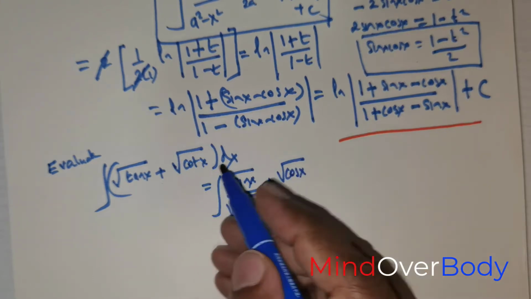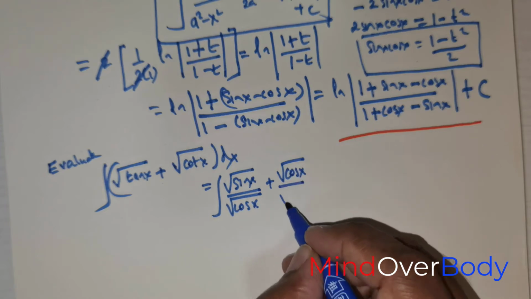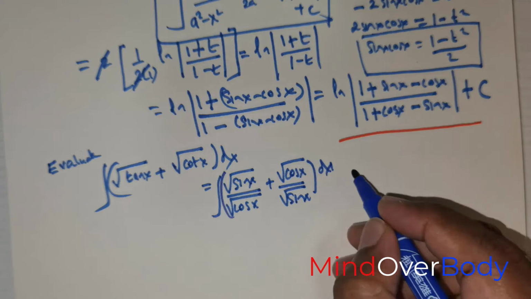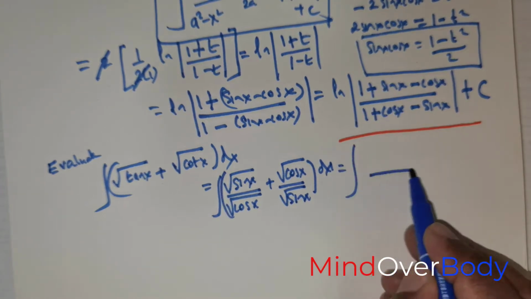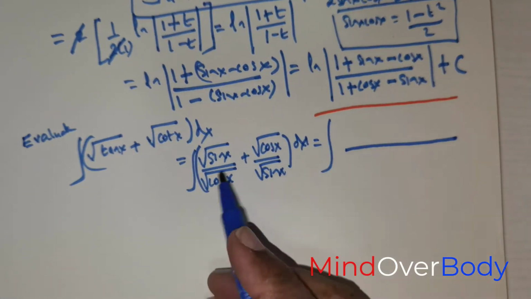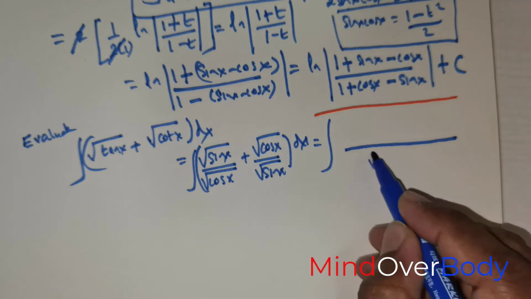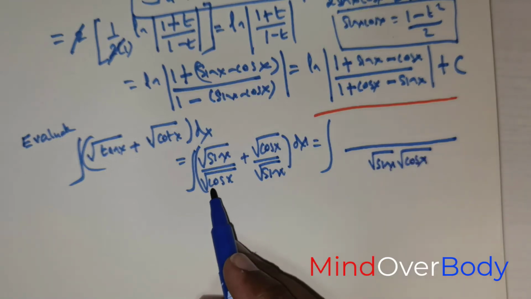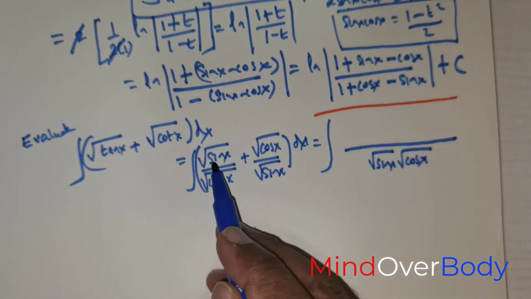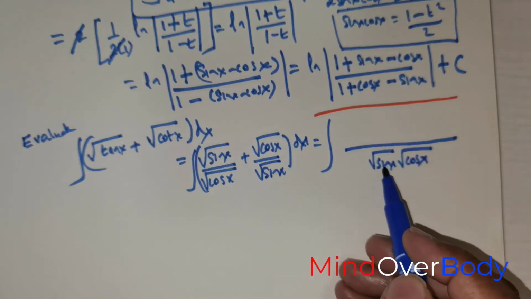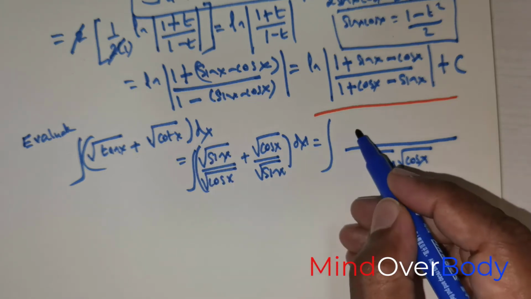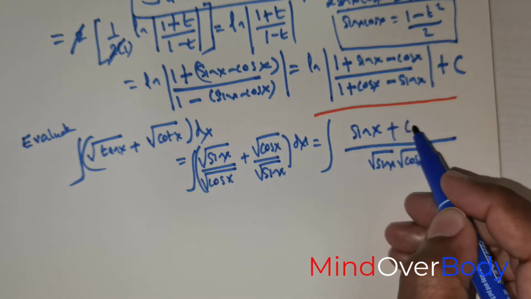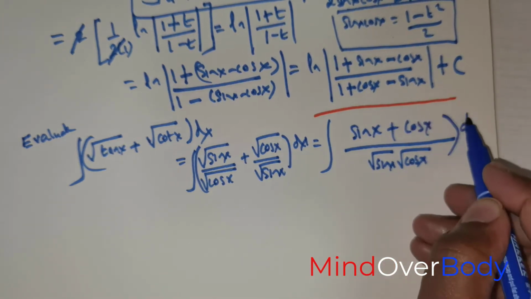Since I have root of cot x, I'm going to write it as root of cos x over root of sin x times dx. Now this is equal to the integral. If I were to take the LCM, this is going to be root of sin x times root of cos x. Root of cos x and root of cos x get cancelled, giving me root of sin x. That has to be multiplied with root of sin x. Hence I would get a sin x. Similarly, root of cos x times root of cos x would give me cos x times dx.